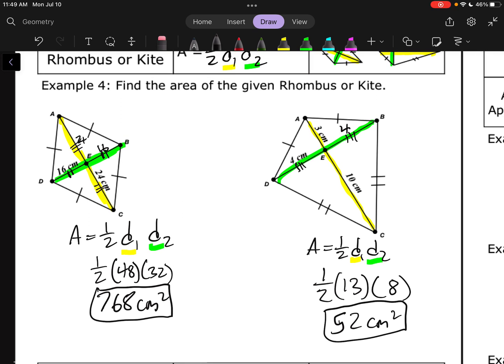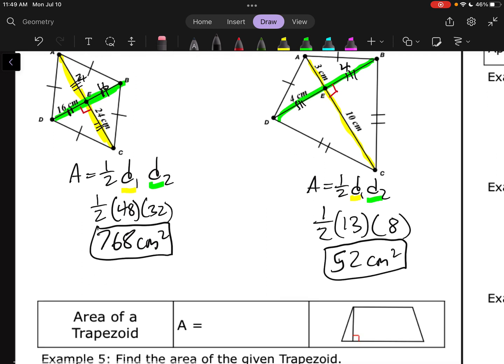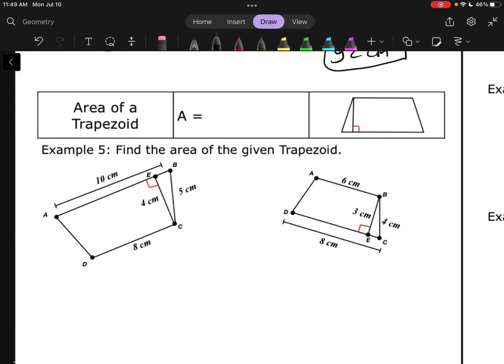Cool, cool. Now for those ones, do remember, it didn't come up in either of these, that in both of those, the diagonals are perpendicular. So there might be a case where you got to do Pythagorean theorem on a question like that to find out one of those missing pieces of the diagonal. But our next shape is going to be the trapezoid. Trapezoid's got a cool formula. It is 1/2 parentheses B1 plus B2 times H.